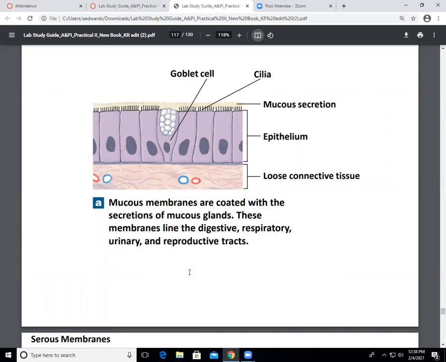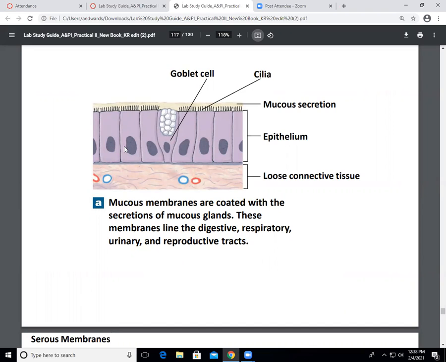So the mucous membranes, basically they're coated with mucus, right? Secretions of mucus glands. And these are going to line membranes in your digestive, respiratory, urinary, and reproductive tracts. Okay, and here's your epithelium.